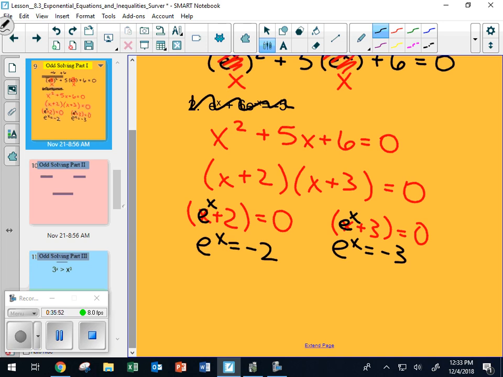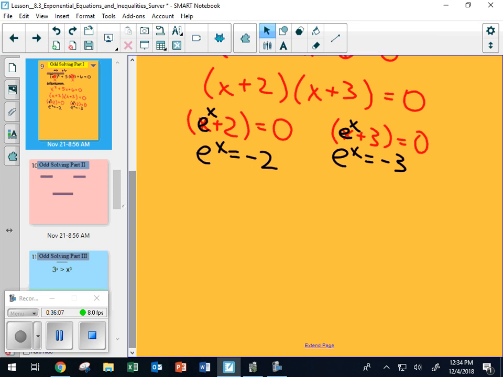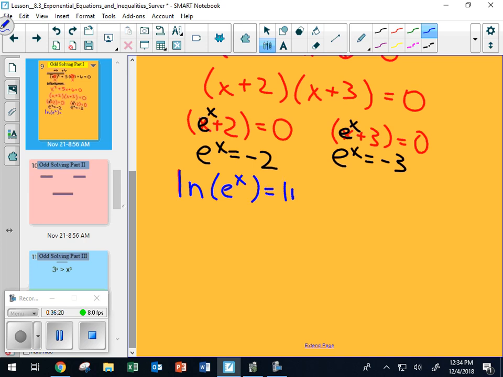And if I'm trying to get x out of the exponent, what should my next step be? Exactly. If you ever want to get something out of the exponent, you always want to head towards the logarithms or the natural logs. So we have natural log of e to the x is equal to the natural log of negative 2. And over here we have the natural log of e to the x is equal to the natural log of negative 3.